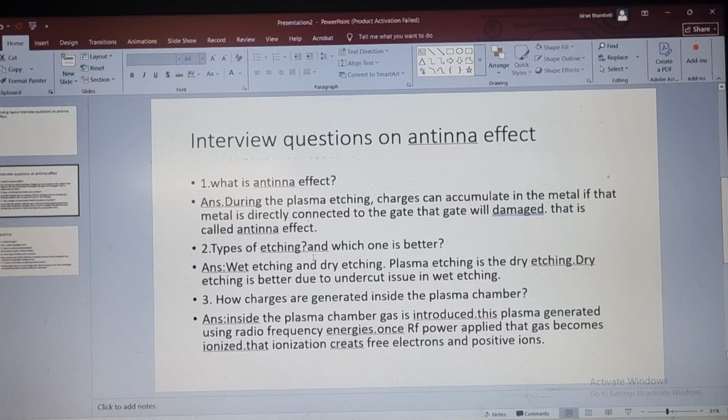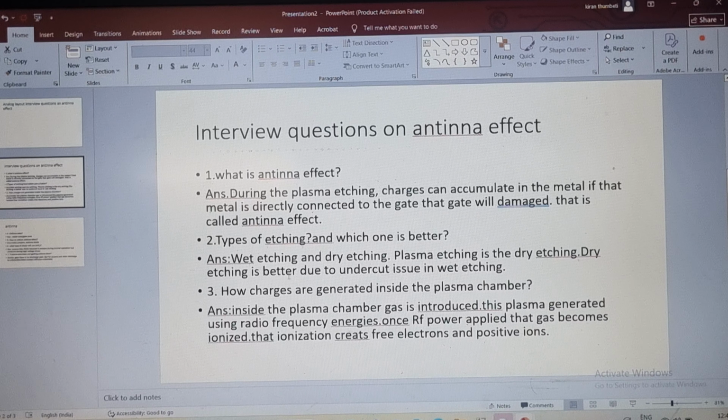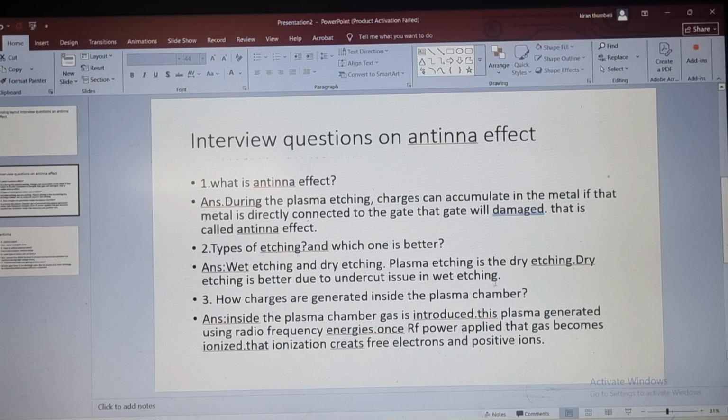So, types of etching. We said plasma etching, but what types do we have? We have two types of etching, wet etching and dry etching. Which one is better? Plasma etching is dry etching. Dry etching is better due to the undercut issue in wet etching. In wet etching, we have the undercut issue because of the chemicals we use, but in plasma etching we use gases. That's why, because of the undercut issue in wet etching, we go for dry etching.